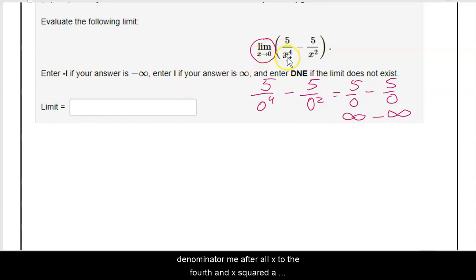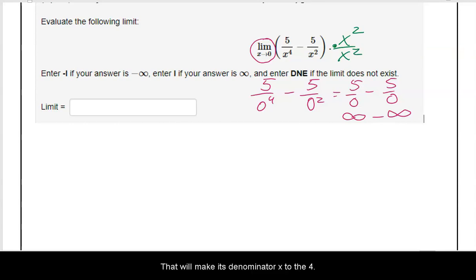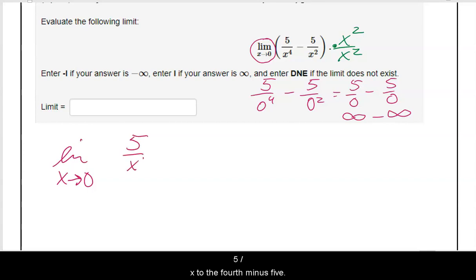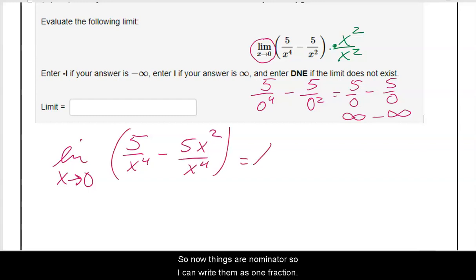After all, x to the 4th and x squared are very close. If I just got a common denominator, I could write it like a fraction. So I'm going to take the second term and multiply it by x squared over x squared. That will make its denominator x to the 4th. So I'm going to rewrite this now. I have the limit as x goes to 0 of 5 over x to the 4th minus 5x squared over x to the 4th. So now I can write them as one fraction.